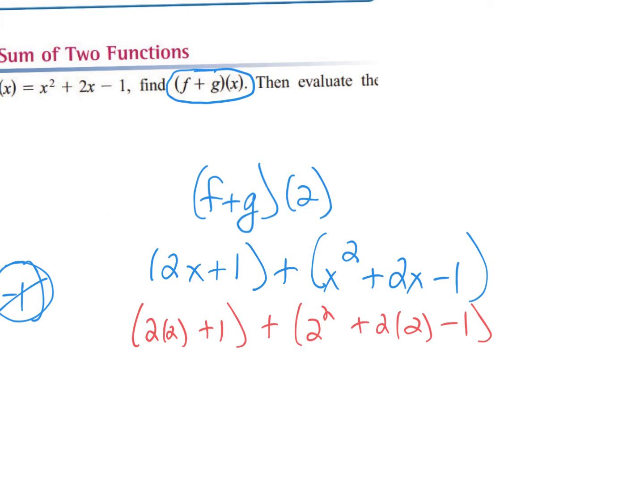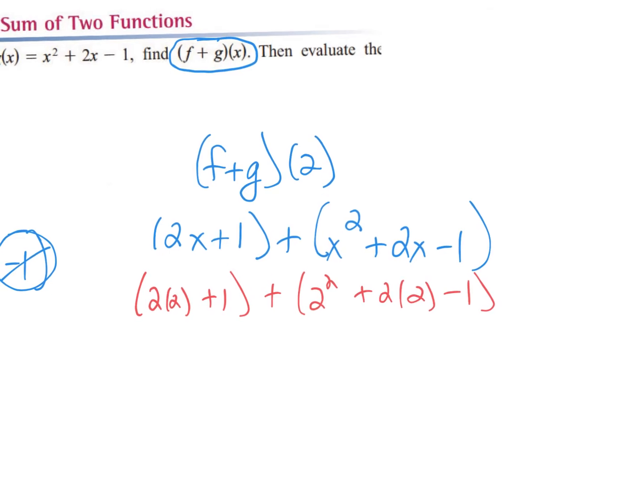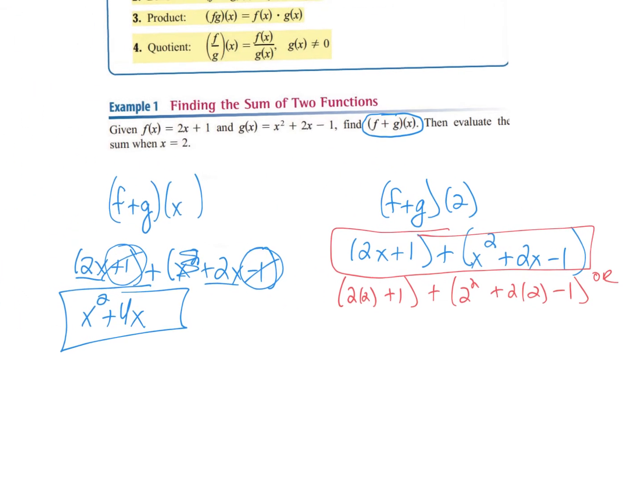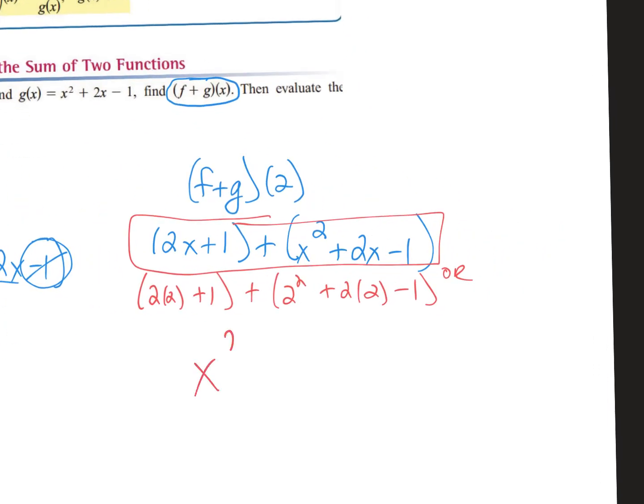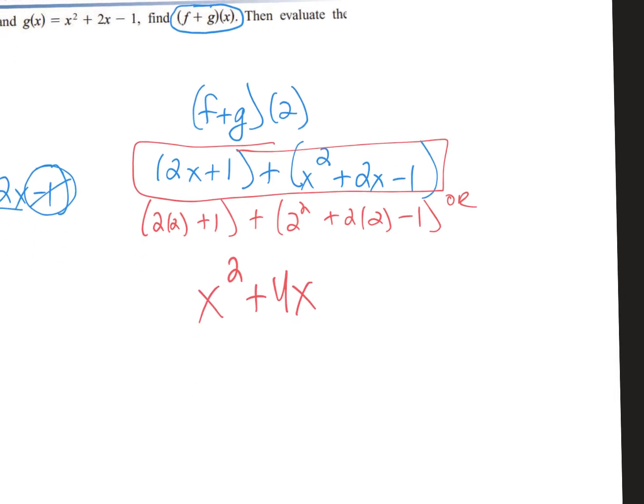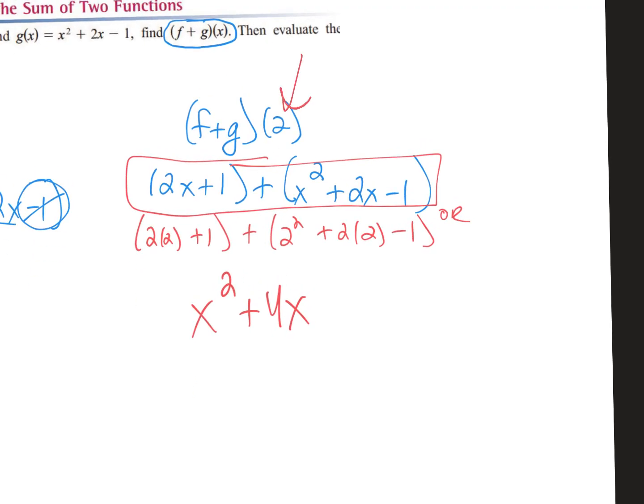But when you are plugging in a negative number and you're subtracting functions, there's lots of negatives all over the place. I think it can get very confusing. So my suggestion would be, you can do this either way, but combine this first, which we already did over here and got x squared plus 4x, right? And then plug in 2, because they asked me here to plug in the number 2.